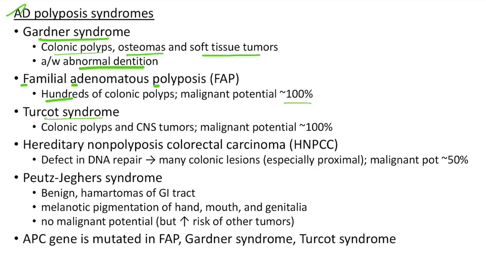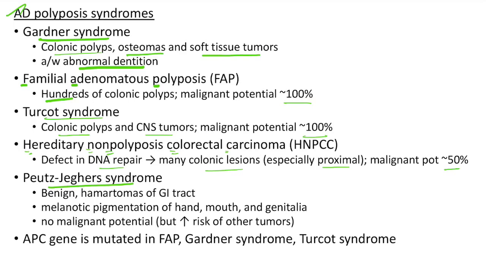Now let us see about Turcot syndrome. In this case, there are colonic polyps and CNS tumors. Again, the malignant potential is around 100%. Now let us see about hereditary non-polyposis colorectal carcinoma. It occurs due to defect in DNA repair, leading to many colonic lesions, especially proximal lesions. The malignant potential is around 50% in this case.